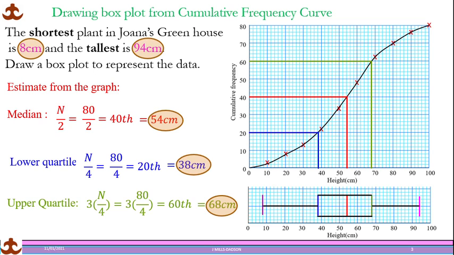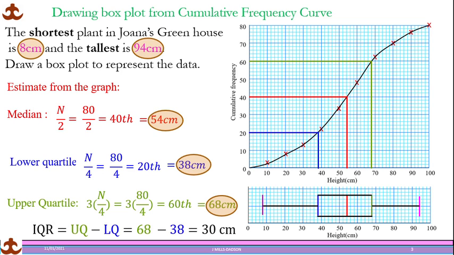So this is how we draw a box plot from a cumulative frequency curve. Always you have to estimate your median and the lower quartile and upper quartile from the graph. And you might be given the smallest and the biggest number to draw. Next is, what if we have 2 cumulative frequency curves? How do we compare without having to use a box plot?